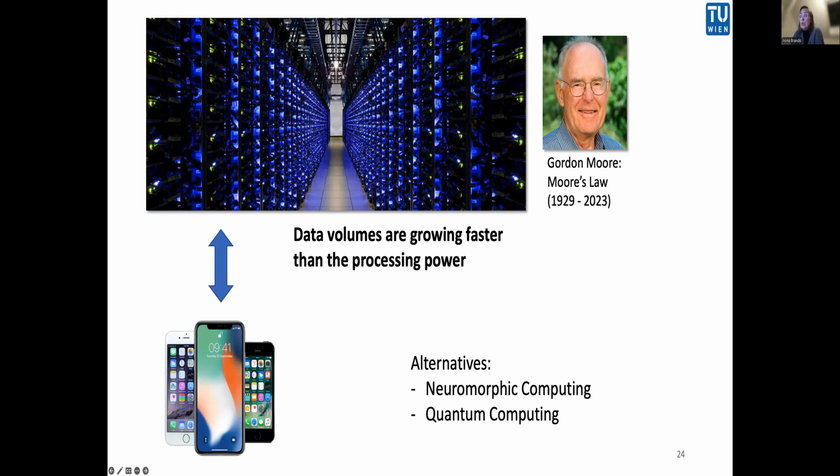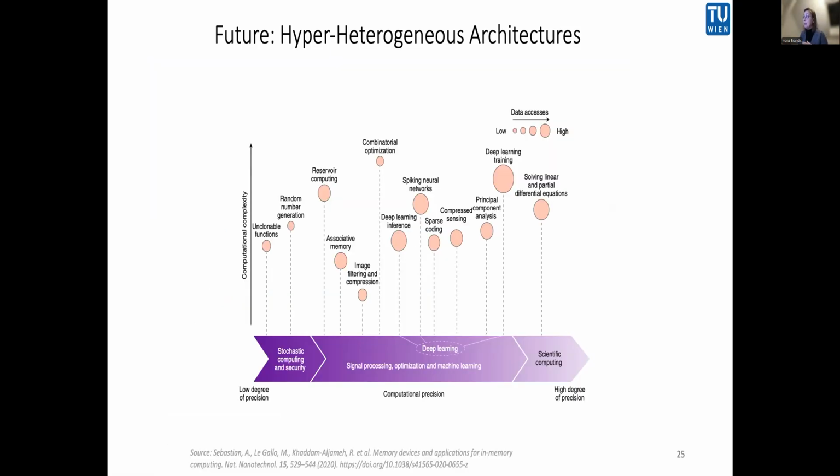So scientists look today into neuromorphic computing, into quantum computing, right? And there is also another change that is happening in computer science. In the past couple of decades, we had generalized architectures, so we tried to execute all kinds of workloads on very generalized architectures. Now, we are going in the opposite direction, developing hyper-heterogeneous architectures.